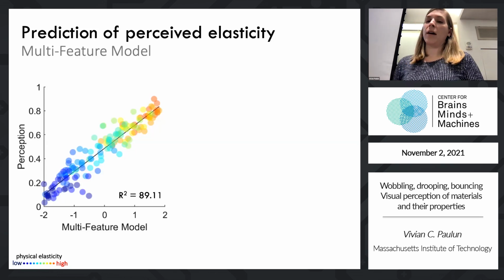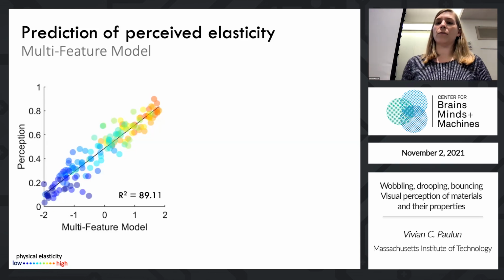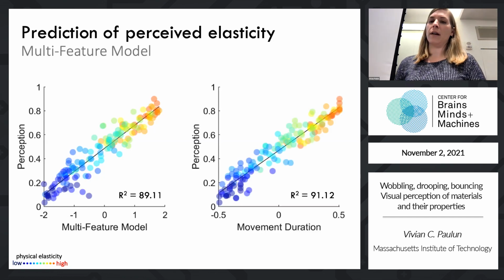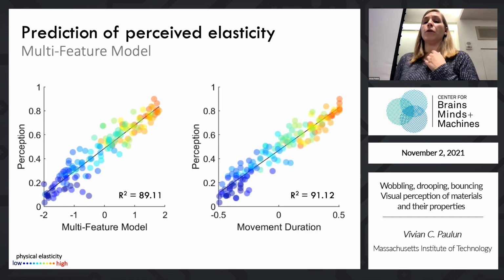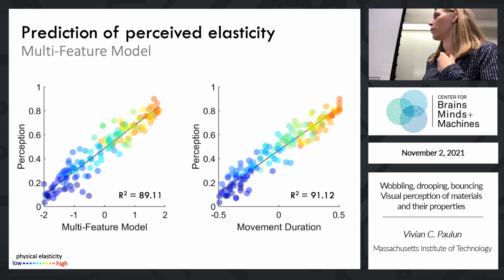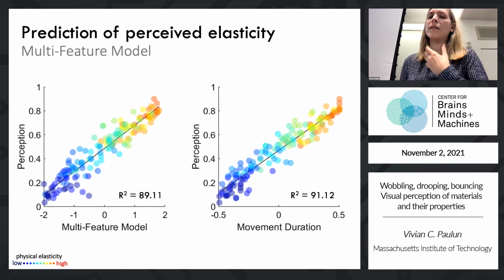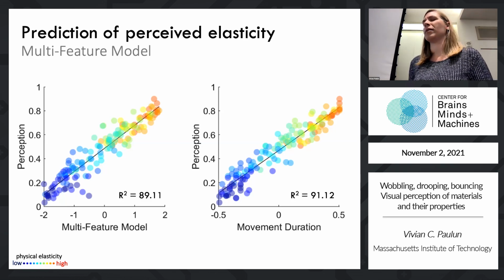However, to our big surprise, we also found that some of the individual features predict perception as good as the multi-feature model. And here I'm showing the best one, it's movement duration. And this was surprising to us because we were convinced that a combination should be much more robust. And if you want to measure it, you should really use this. On the other hand, if one feature does the job, then in terms of simplicity, this is the favorable model.